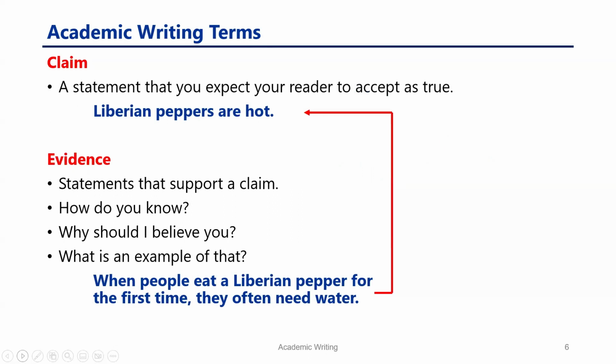Evidence is statements that support a claim. Basically, evidence answers questions that the reader might have, like, how do you know? Why should I believe you? What is an example of that? So an example of evidence that supports our claim that Liberian peppers are hot is when people eat a Liberian pepper for the first time, they often need water. So that evidence basically says, prove to me that Liberian peppers are hot.